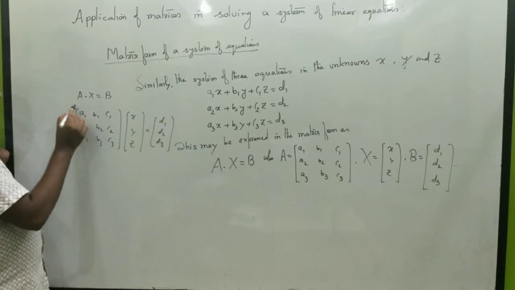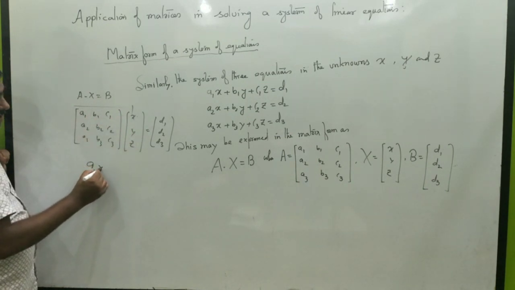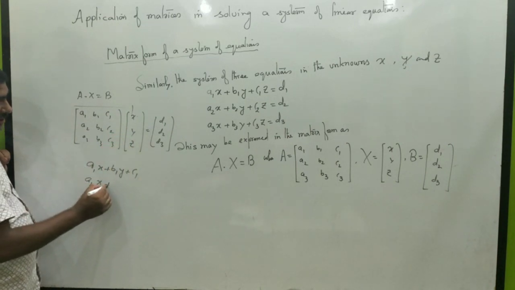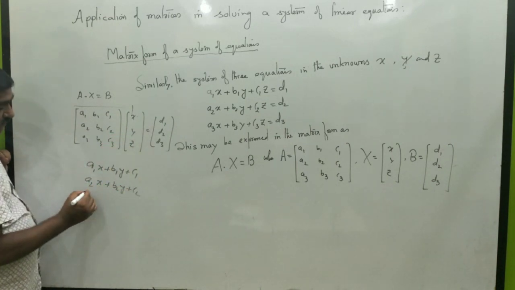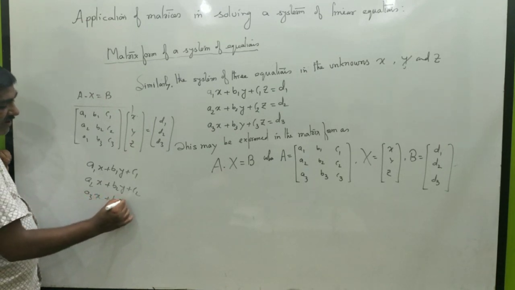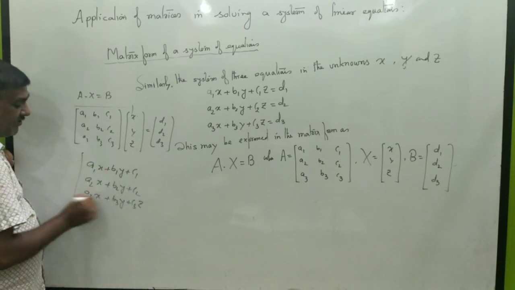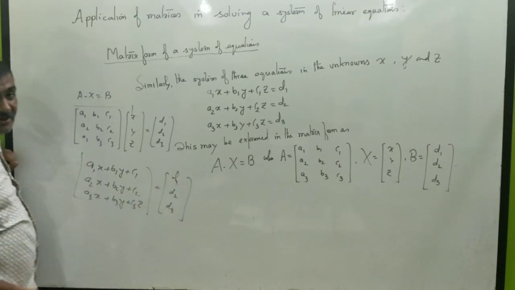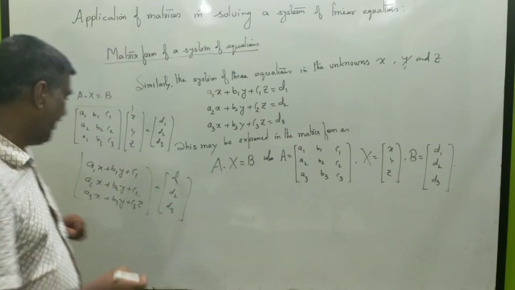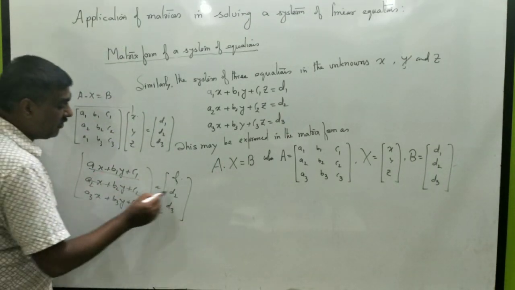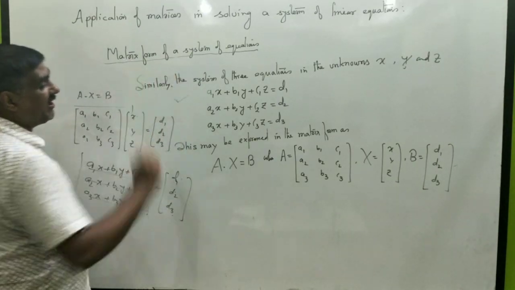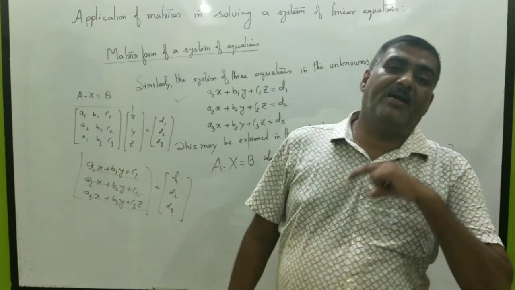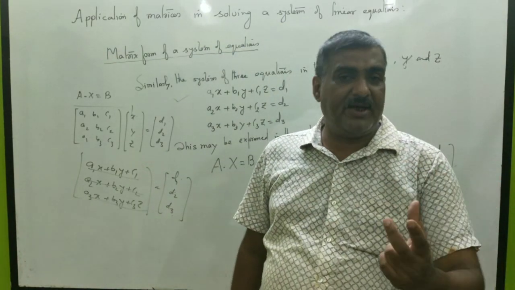Now if we multiply row into column: a1x plus b1y plus c1z, then row two into column: a2x plus b2y plus c2z, a3x plus b3y plus c3z. This matrix comes, equals to d1, d2, d3. Then we know by equal matrix, this equals d1, this equals d2, this equals d3, meaning A comes. So we can transfer a simultaneous equation into matrix form, or you can convert matrix form into simultaneous form. Okay?